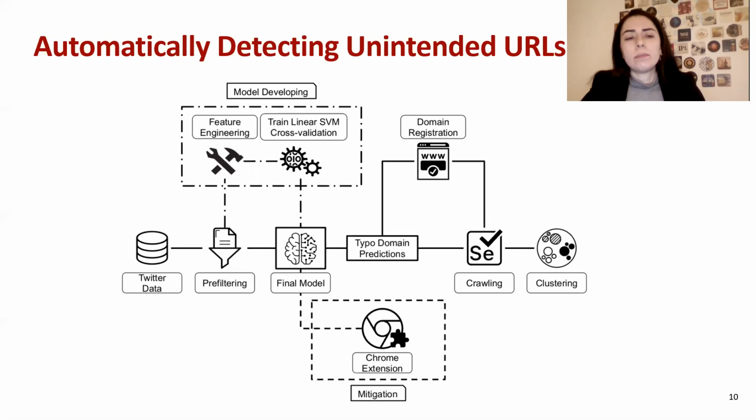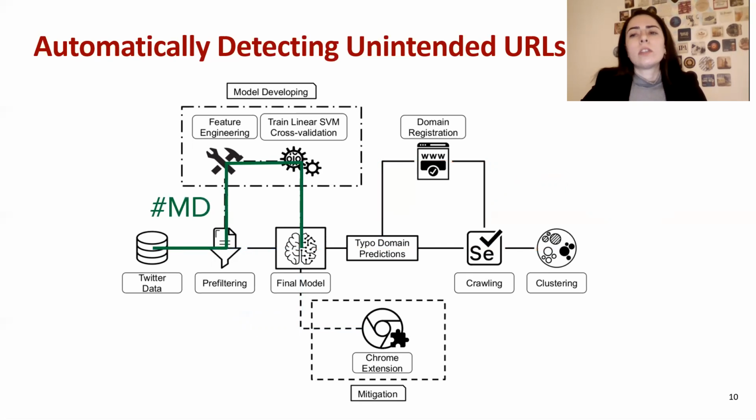Here we have a diagram that shows the steps that we followed in the rest of this paper, and it consists of 3 subcomponents. The first one is the model developing component. Here we develop our machine learning model that can distinguish between unintended and intended URLs and make predictions. The second component is the automated detection framework that we built to predict unintended URLs on Twitter on a daily basis. And the third component is our browser extension that we developed as a mitigation to this problem.